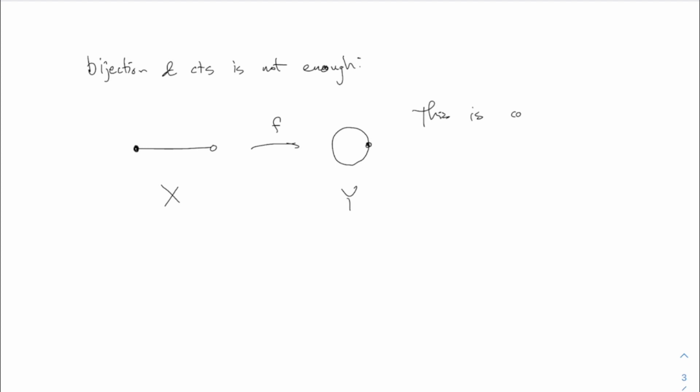This is continuous because when you do this wrapping around the circle, it does not involve ripping any bits. There's no cutting or tearing involved, right? It's only kind of a gluing, even though you're not actually gluing two points together. This is continuous, and it's also bijective.